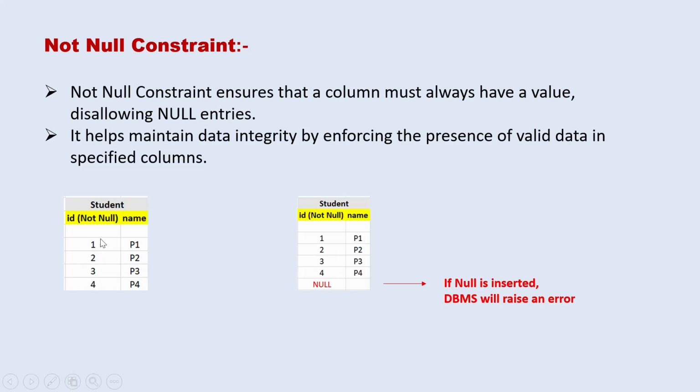Okay. So here again we have the same student table, in which we have two columns, ID and name. And on this ID column we have created not null constraint. That means it will not allow null value. Correct. And that is what we have shown in this right table. If you try to insert null value in this column, which is having not null constraint, DBMS will raise an error.